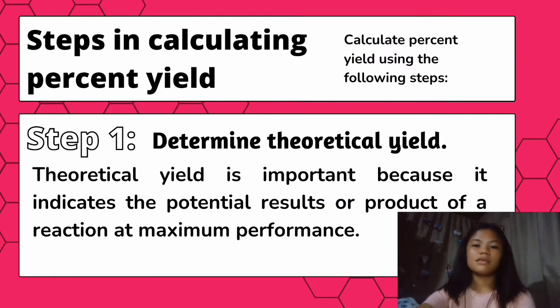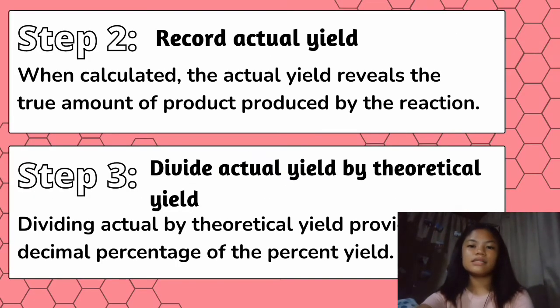First step, determine the theoretical yield. Theoretical yield is important because it indicates the potential results or product of a reaction at maximum performance. Second step, record actual yield. When calculated, the actual yield reveals the true amount of product produced by the reaction. Third step, divide actual yield by theoretical yield. Dividing the actual by theoretical yield provides the decimal percentage of the percent yield.